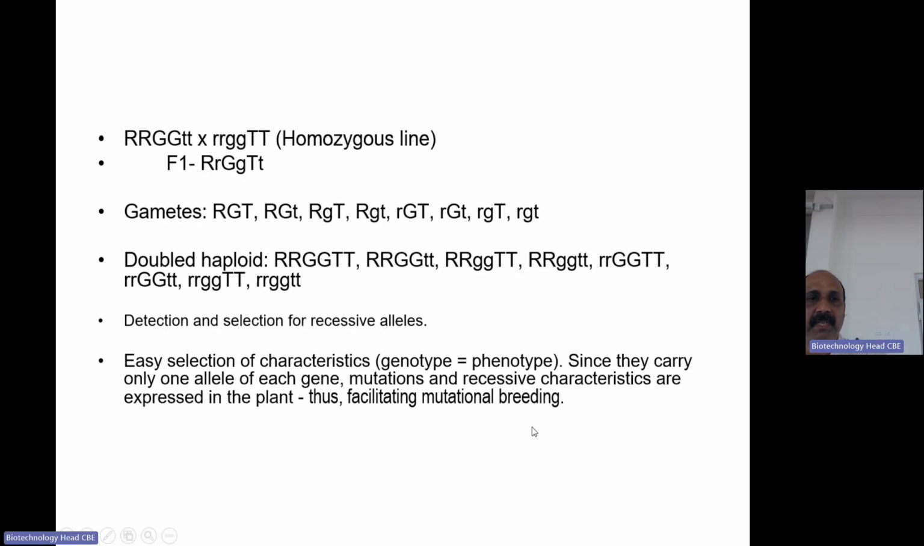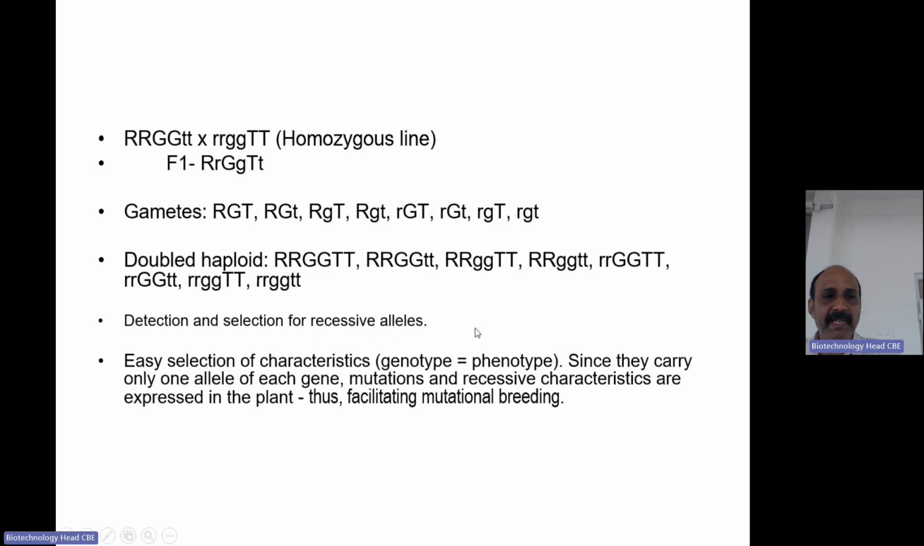The selection is much easier and more efficient. For example, in F1, if we cross a heterozygous and a homozygous line, you will have the combination of all of these, right? So in the gametes you can have all the other gametes and the double haploids. In the double haploids, this will be exactly doubled, right? The RGT will be RRGGTT. So within one step you can get the recessive homozygous plant. But in the normal breeding process, it will take 7 to 12 years to get a homozygous plant.